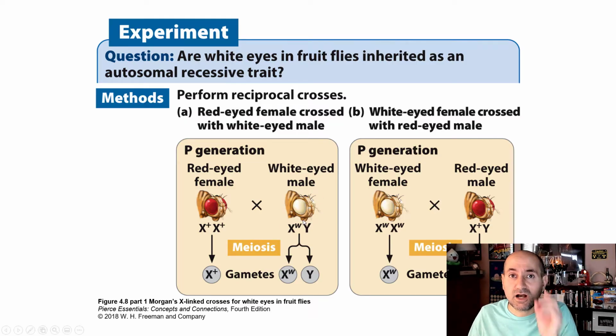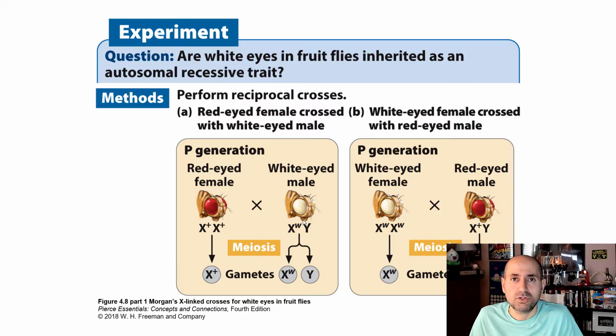What he actually found was a very rare mutation among the fruit flies. He found white-eyed fruit flies, which is very interesting because the wild type or normal phenotype is a red-eyed fruit fly. I mean, just think about it. When was the last time you saw a white-eyed fruit fly? It's very rare.